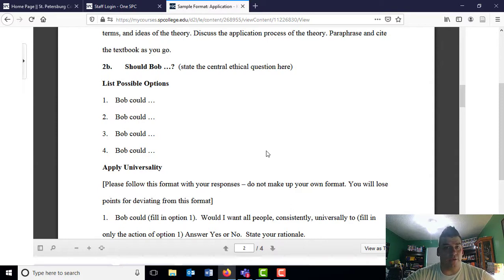So on the chart, when you wrote do nothing, we need to be a little more specific here. Bob could do nothing about such and such problem, right? Write it out as a full sentence.